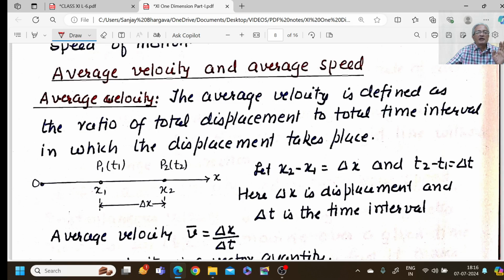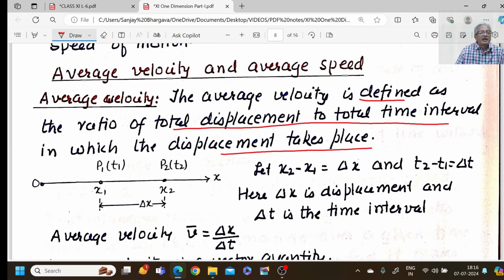Now we would like to define average velocity and average speed. We have already shown why we require the concept of average velocity and average speed. We require both of them just to study a specific part of non-uniform motion. How do we define average velocity? The average velocity is defined as the ratio of total displacement to the total time interval in which the displacement takes place.